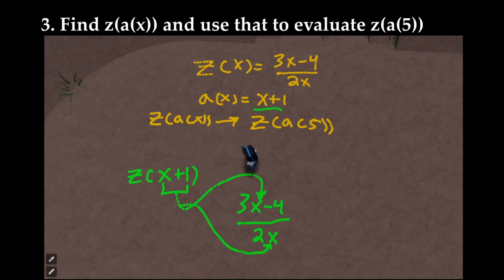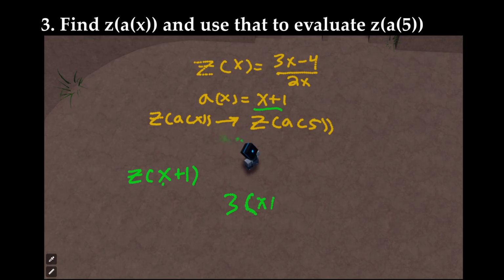So let me just rewrite all of this and find out what it turns into. So we're going to have 3, and then this x becomes x plus 1. And then we have minus 4 divided by, and then 2 times x, but everywhere we see x, we have to put in x plus 1. And then now that's it. That's z of a of x. Let's just clean this up a little bit.